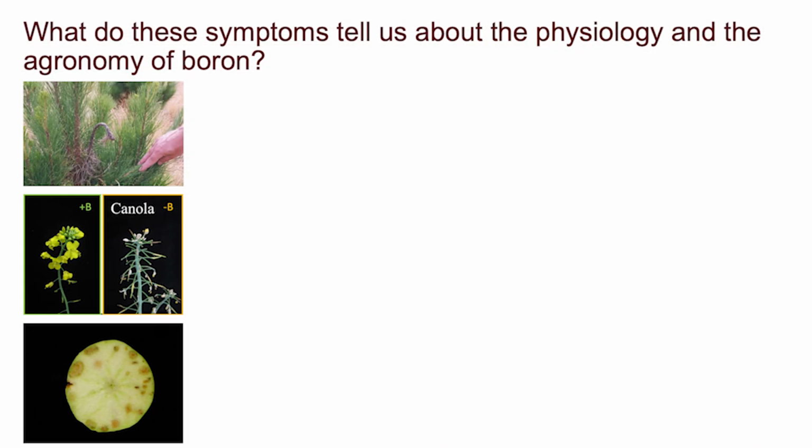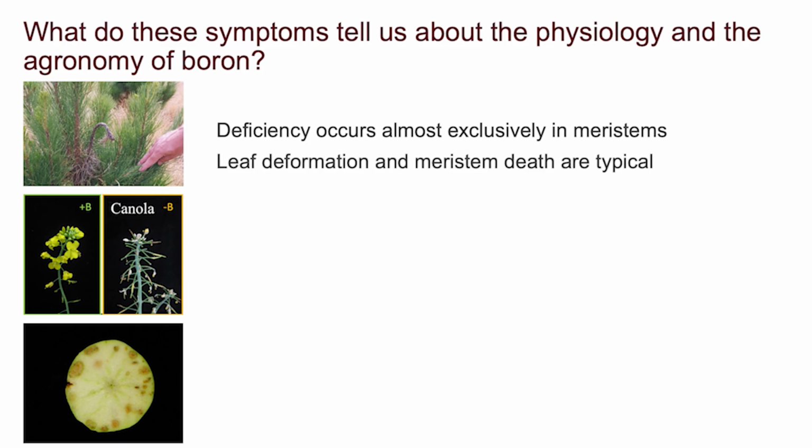It also occurs in apples, it also occurs in avocado, and many of you will have opened up an avocado and seen symptoms such as this. I'm going to summarize, because the point of these particular slides of symptoms that I showed you is to put in your head what is it about these symptoms that can tell us something about the biology of boron. First, deficiency occurs almost exclusively in meristems, whether they're apical, whether they're reproductive, whether they're root. Secondly, you can get leaf deformation. That is a symptom in some species, but much more common is the death of the meristem.